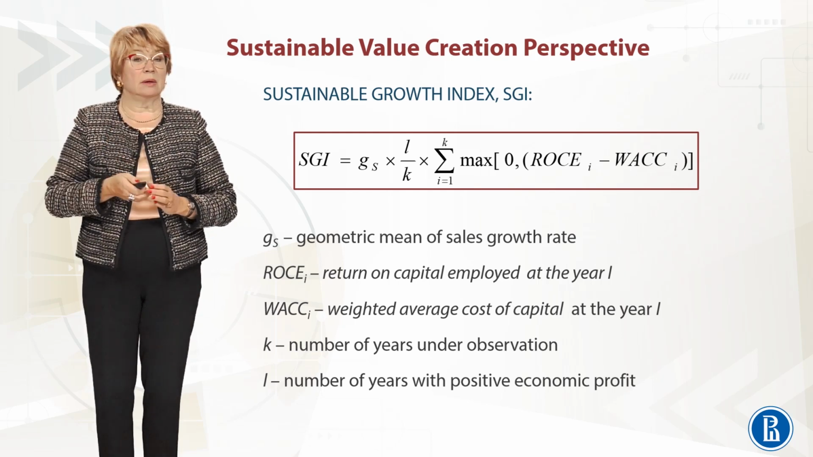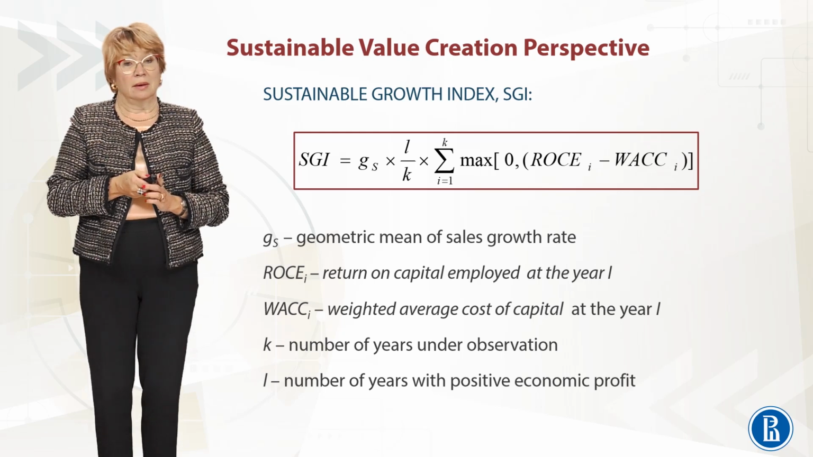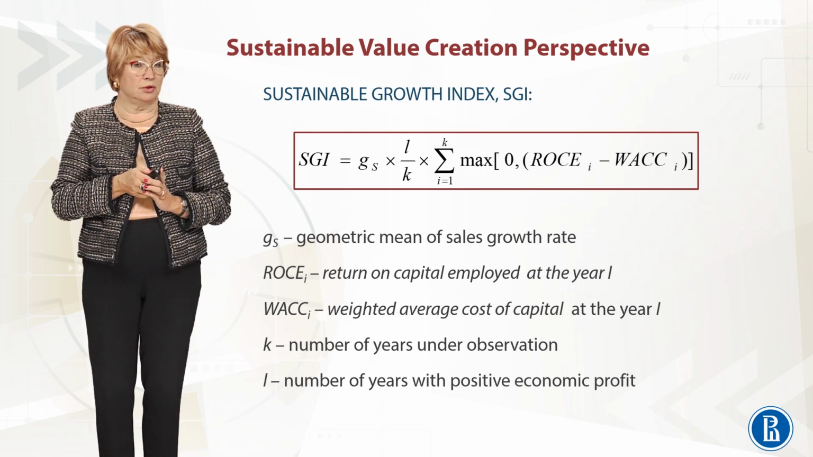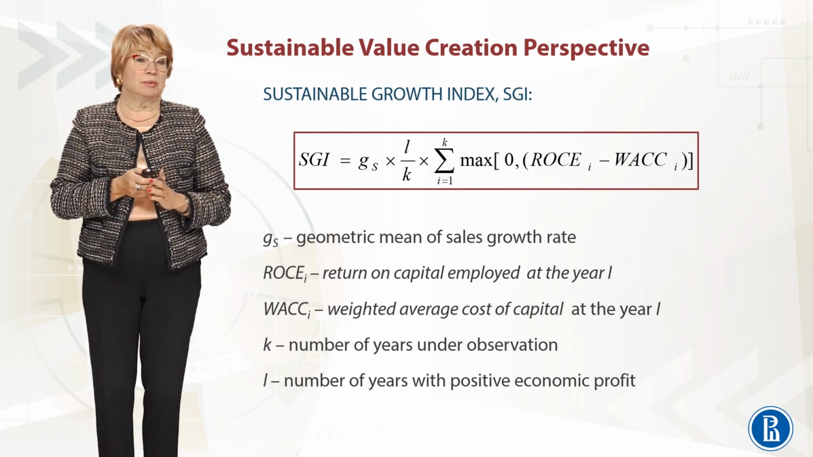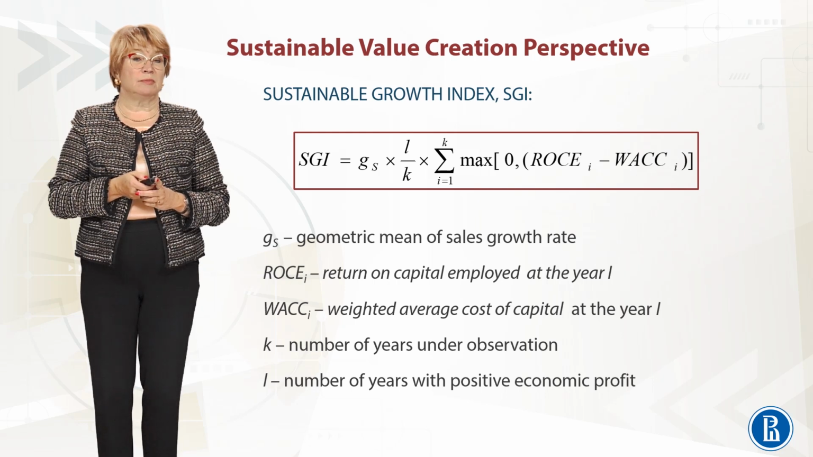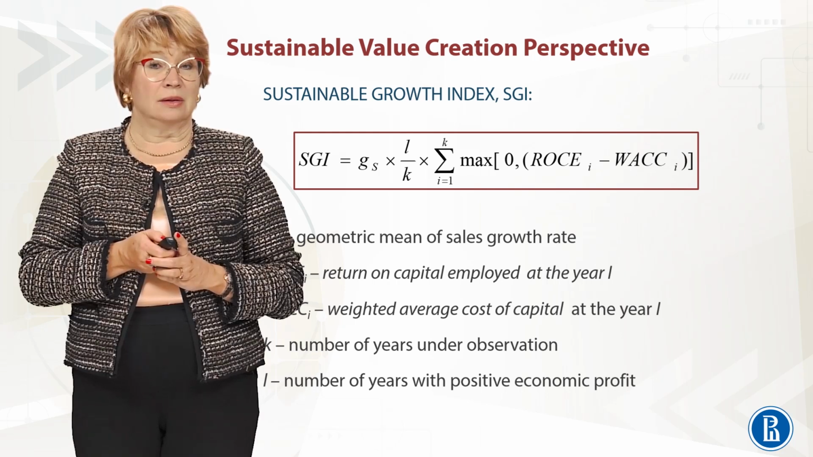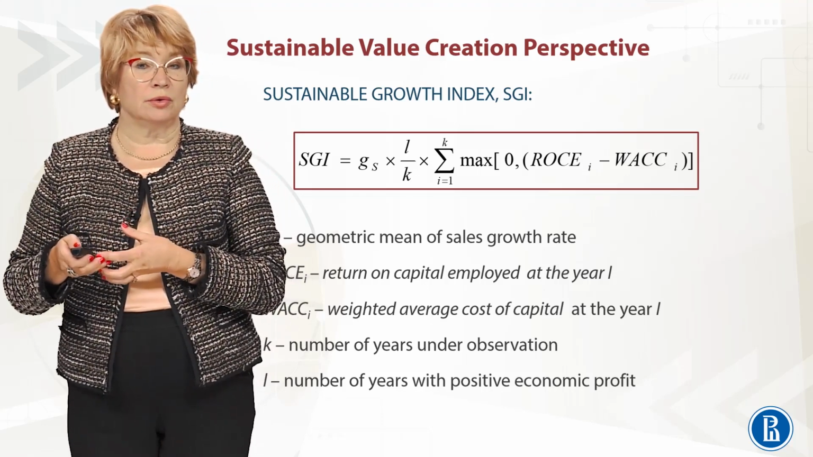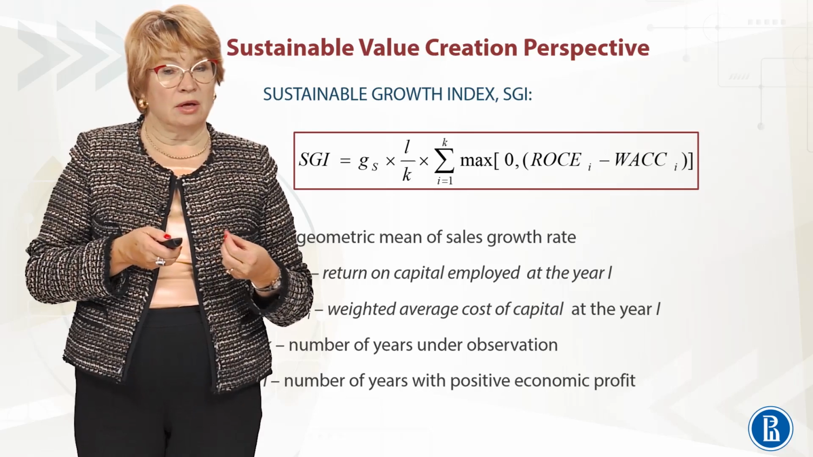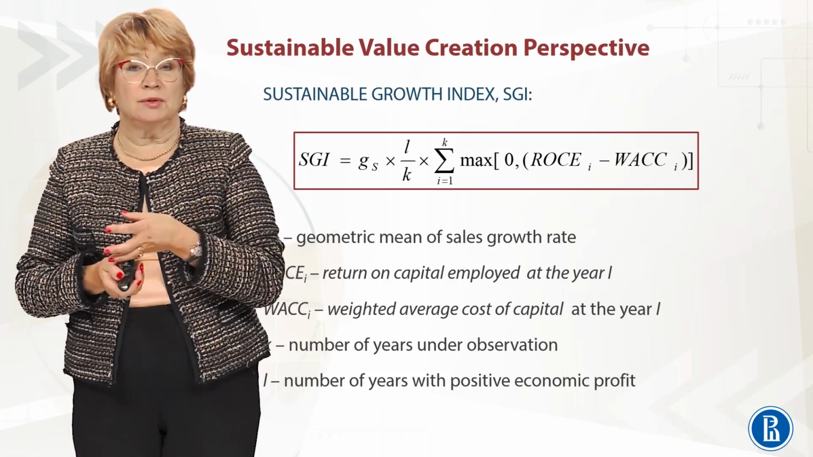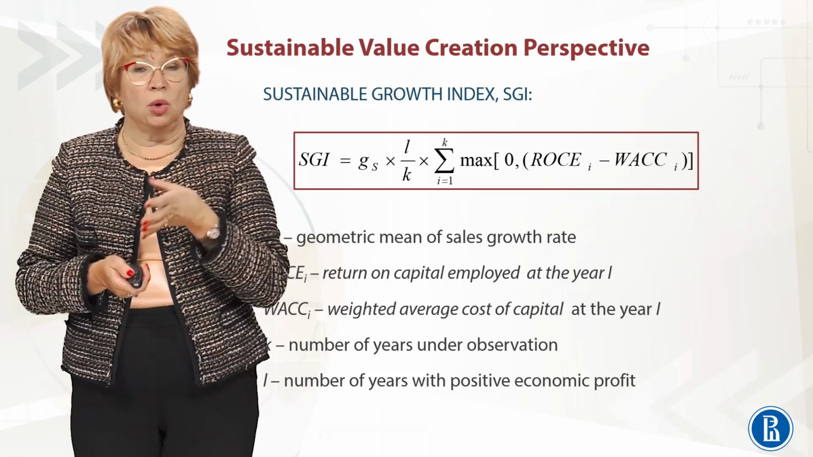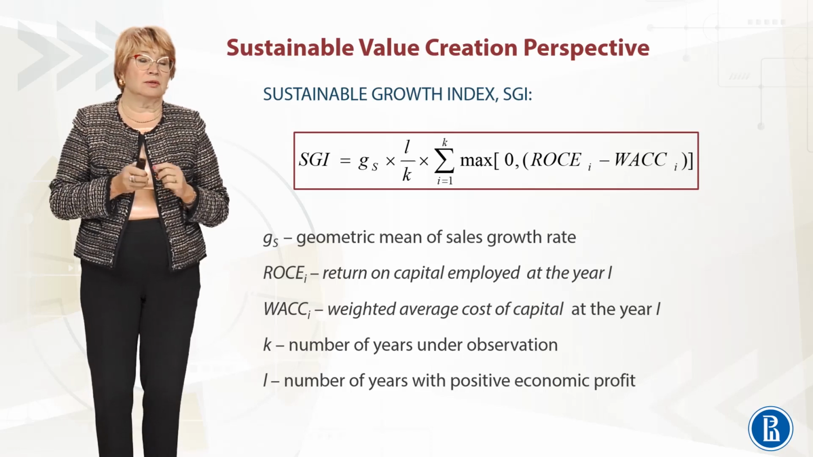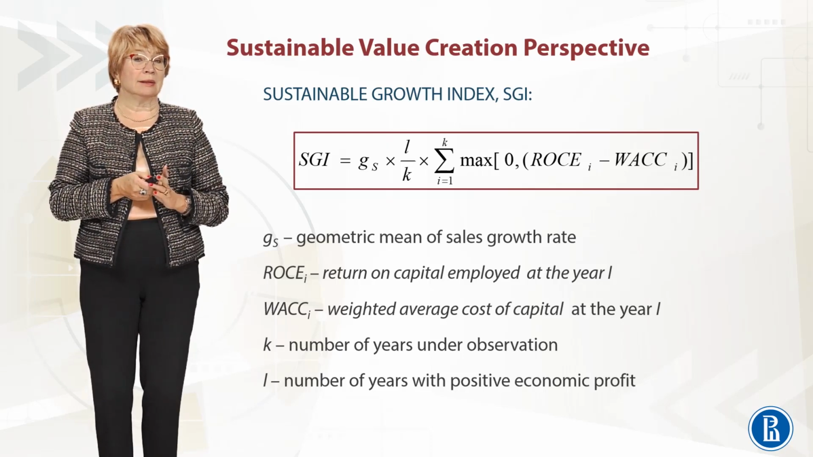And the second term on the right side of the equation, L divided by K, means the number of years with the positive economic profit, which is the numerator L, the proportion of them in the overall period of observation, K. And in case the company really has a sustainable process of value creation, it will mean that its economic profit year by year is positive. It may be higher or maybe lower, but it's still positive. Then L will be equal to K, and this coefficient becomes, of course, equal to 1.